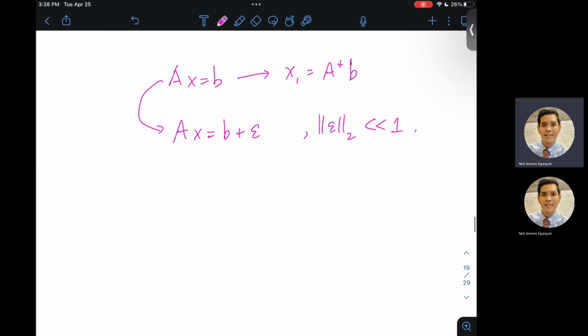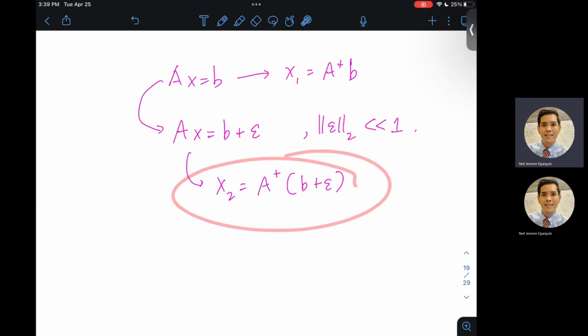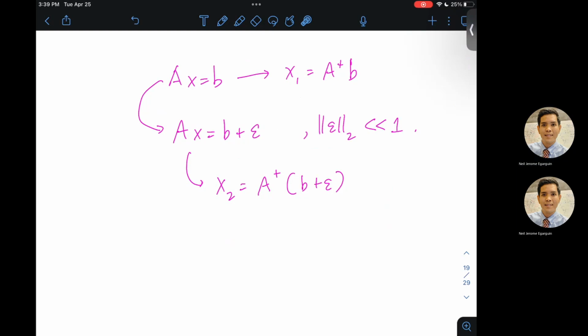And then x2 will be A pseudo inverse times (B plus epsilon), right? Now, if epsilon is small, so if the norm of epsilon is small, then x1 should be approximately equal to x2, or there should be a proportional change in the solution that you get after you incorporated the noise, right? But that doesn't happen all of the time.